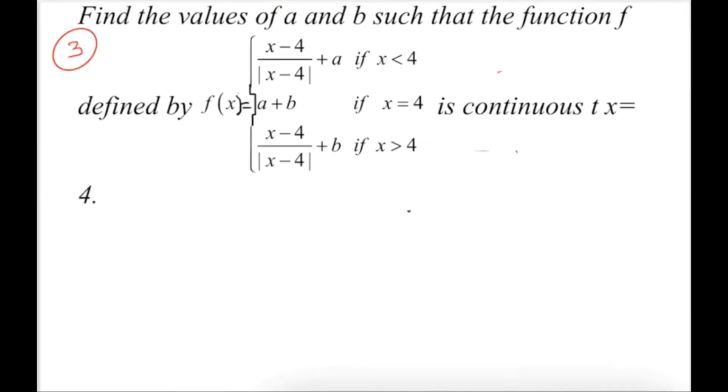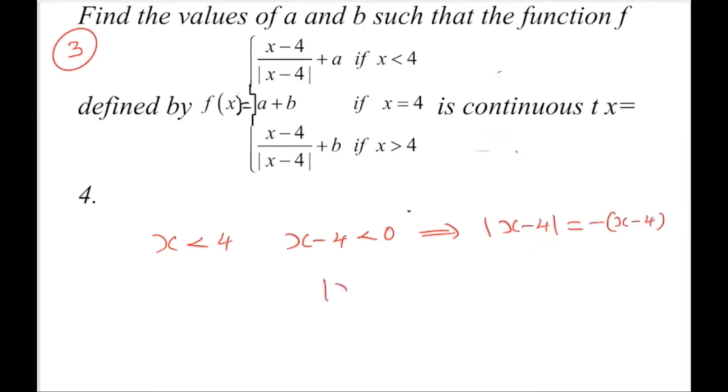Third question, find the values of a and b such that the given function is continuous at x equal to 4. f of x is defined as (x minus 4) upon mod of (x minus 4) plus a when x is less than 4. When x is less than 4, x minus 4 will be negative and therefore mod of x minus 4 is negative of that to make it positive.